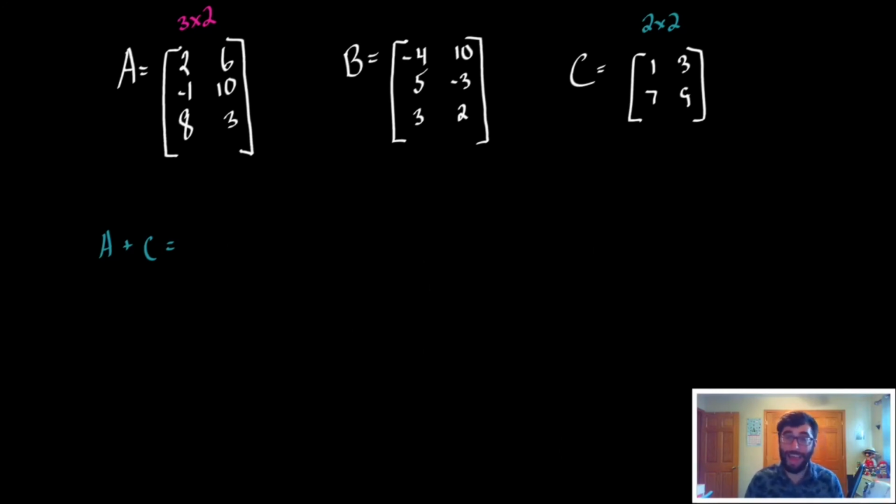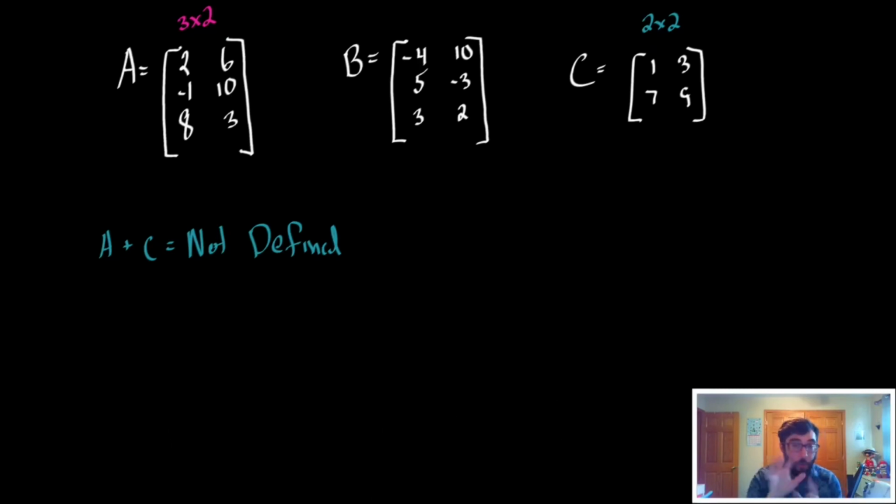If I were to try to add these two together, well, 2 and 1 and 6 and 3, so far it seems to work out. But notice when I get to the third row of matrix A, there is not a third row for matrix C. So this is actually not defined. I cannot add these together. Adding and subtracting matrices is just adding and subtracting their corresponding entries, and if there isn't a corresponding entry to match up with, I simply cannot do it. That is why we need to have the same dimensions.